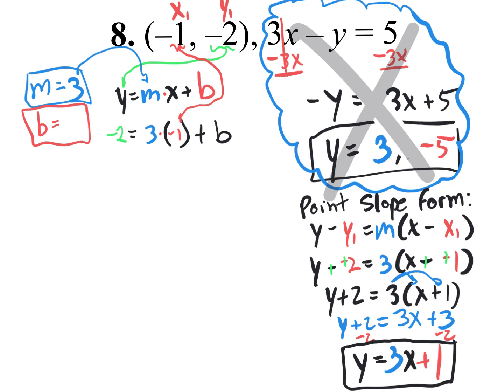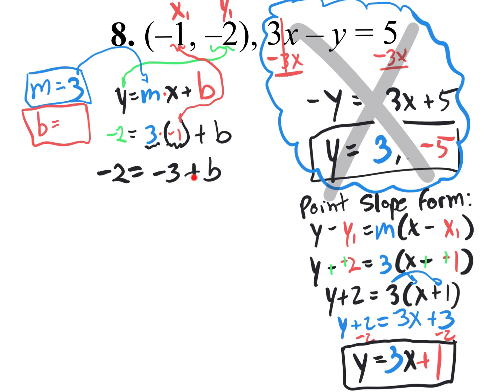So what I have now is numbers, operations. It's an equation with a single variable, and we could solve for single variable equations. I could get b by itself on one side. Let's actually do that. Let's begin by simplifying the equation. 3 times negative 1, that's negative 3. You still have a plus b. You still have an equal sign. You still have a negative 2.